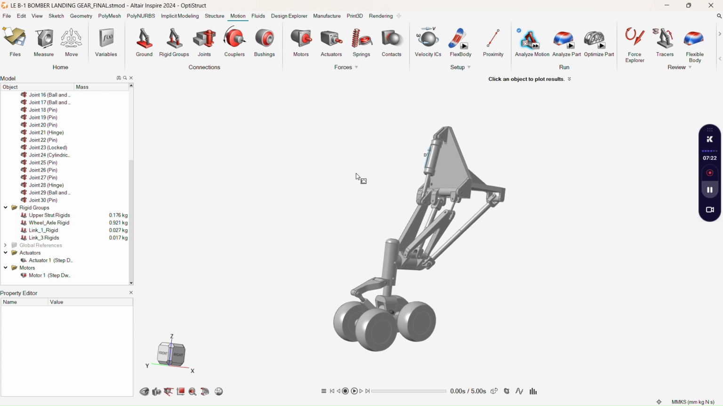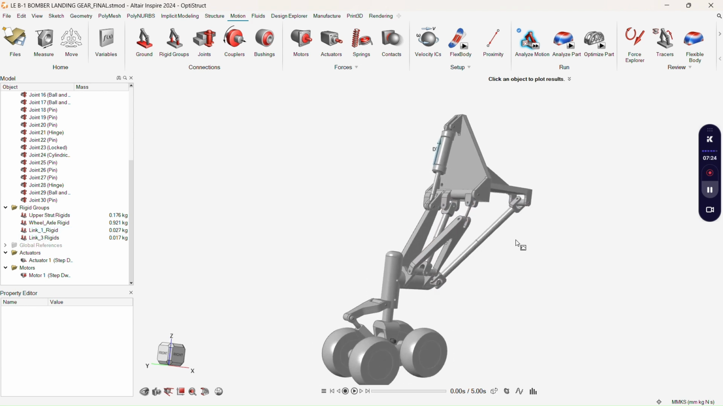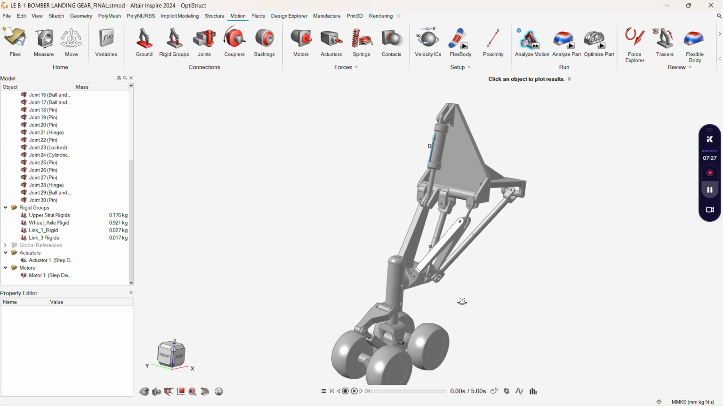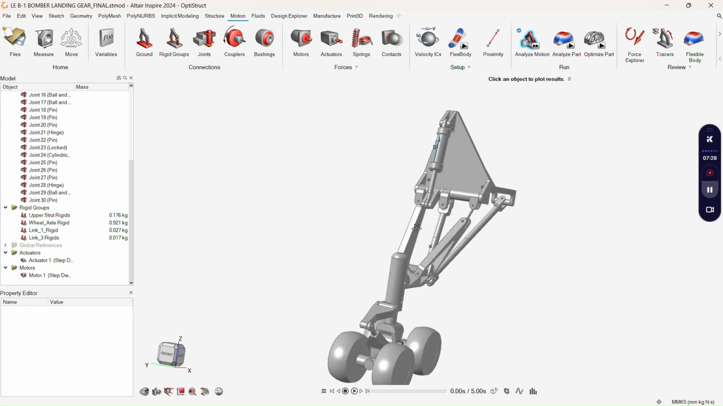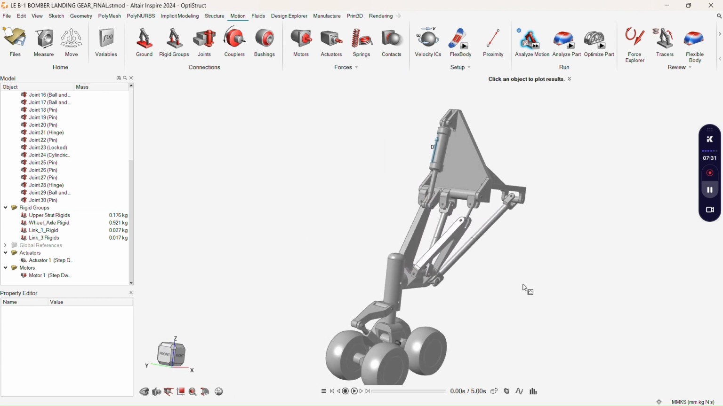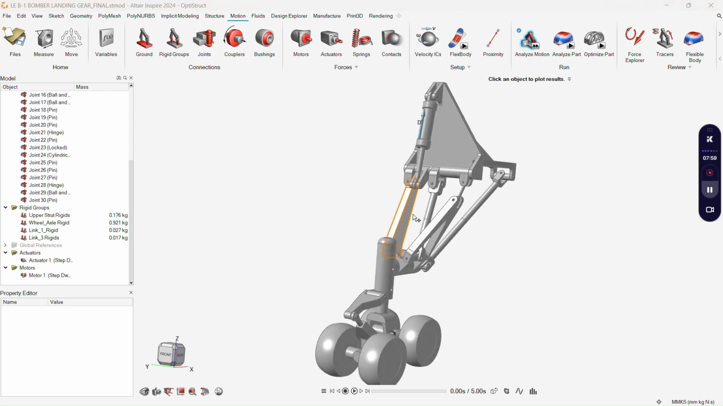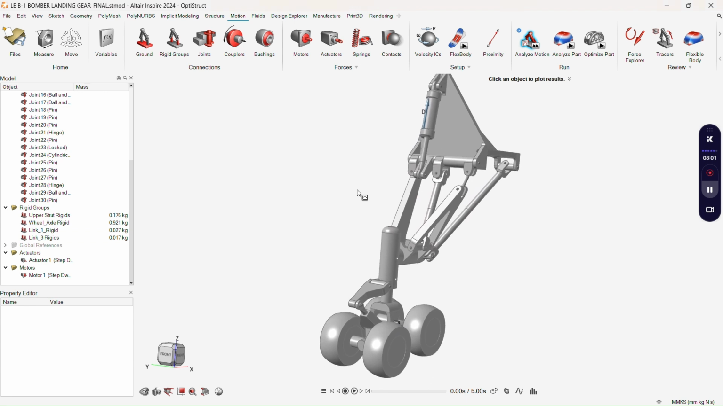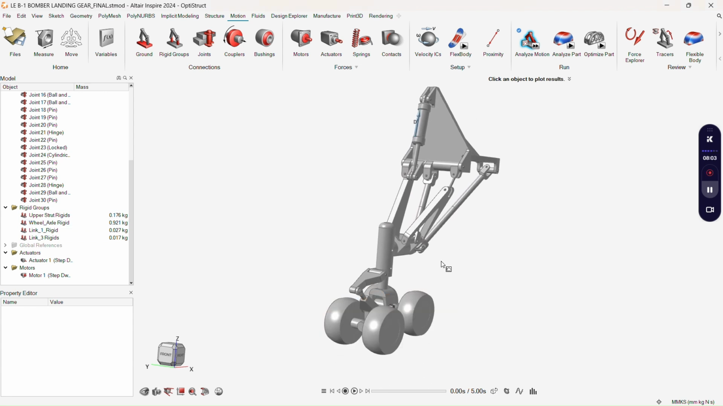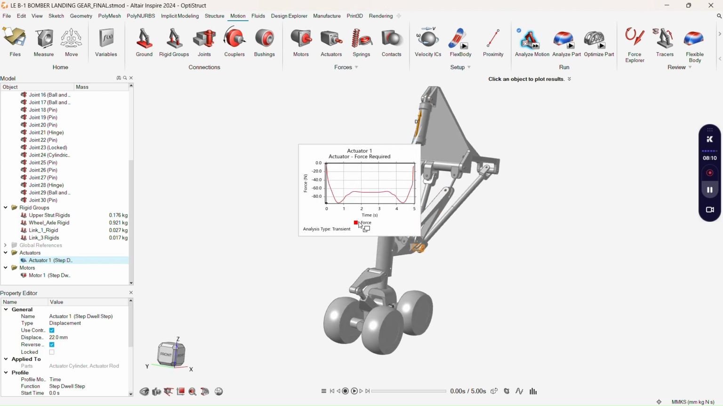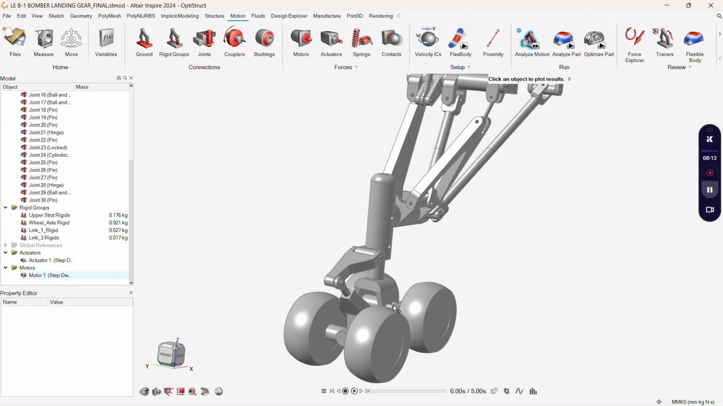So, via Inspire, we can simulate and also optimize and analyze various parts in the linkage mechanism. Inspire is a very powerful tool. So here we have successfully replicated the linkage mechanism and the lowering and the lifting of the landing gear of a B-1 bomber aircraft. And also we have identified the forces required at the actuator and the motor end.